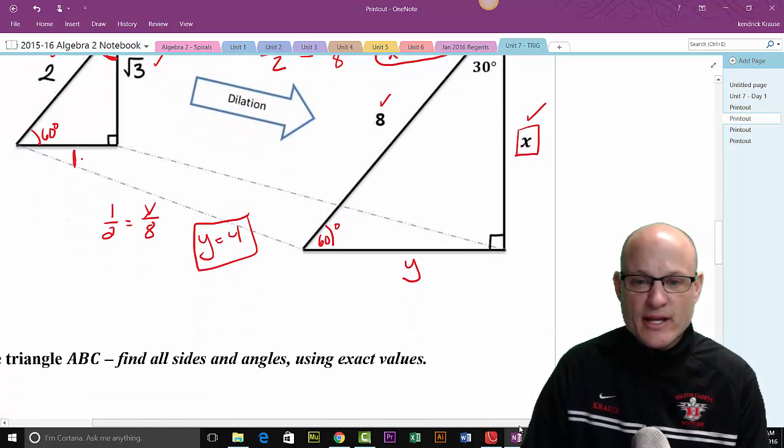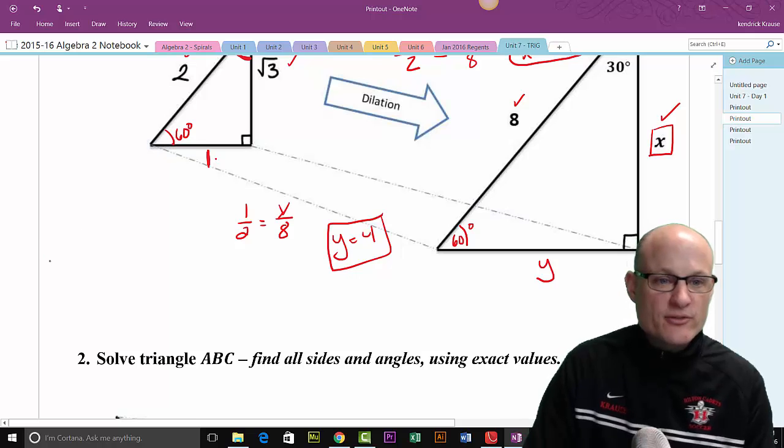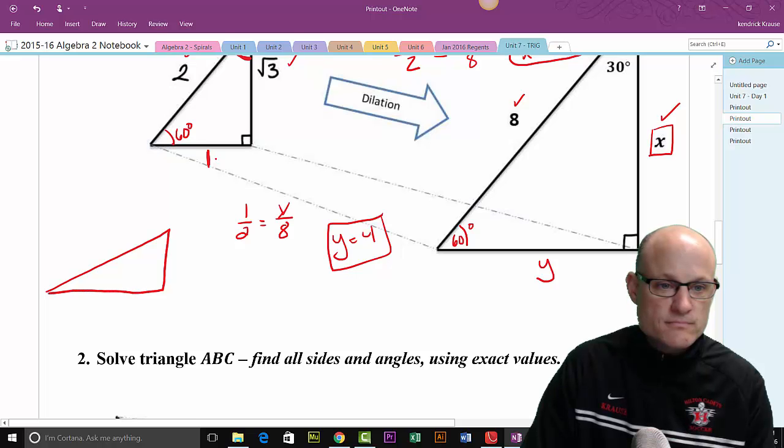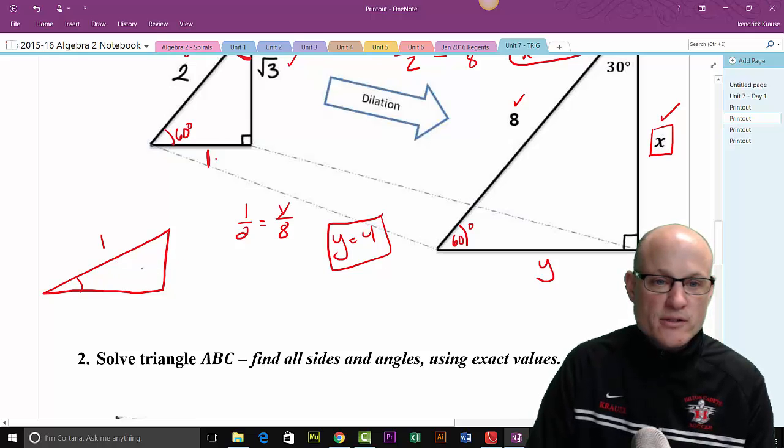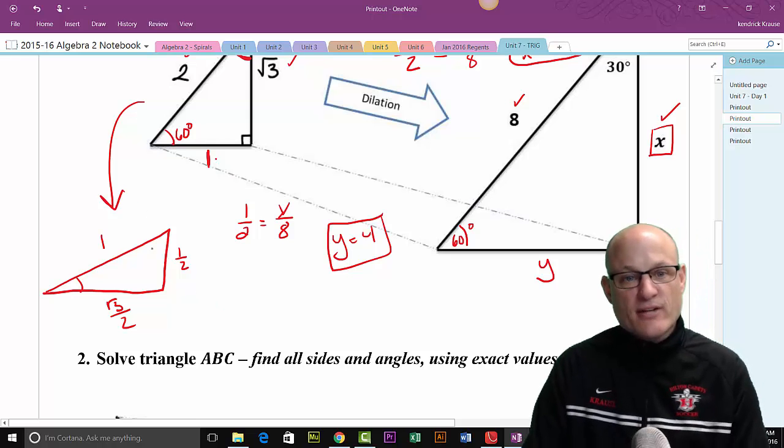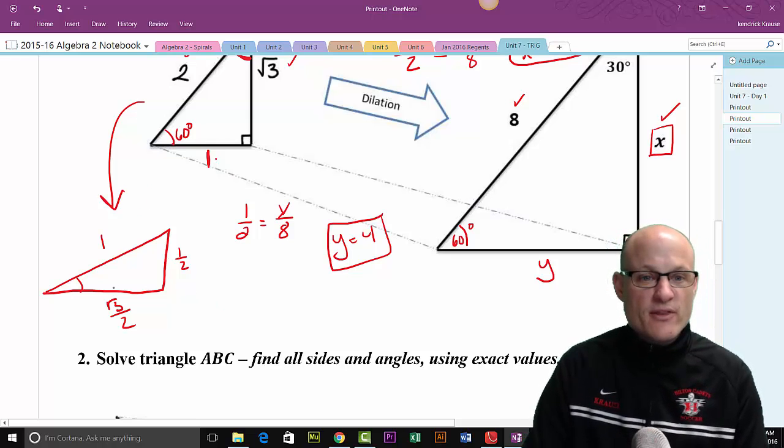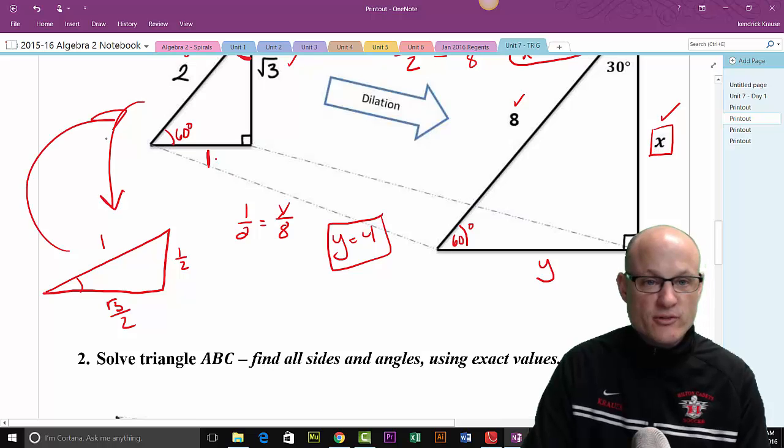One of the things I'm going to ask you to do is to use this triangle. I want to use this triangle. This is a half, and this is the square root of 3 over 2. It's the same exact triangle as we have up here. Actually, what we're going to do is realize that this triangle down here is really just this triangle up here, because this triangle up here is much easier to use.